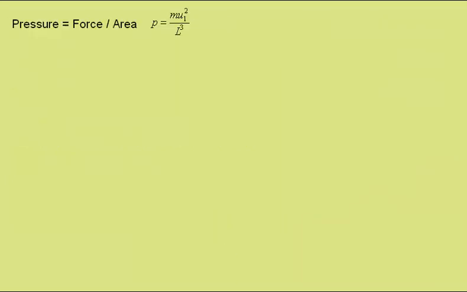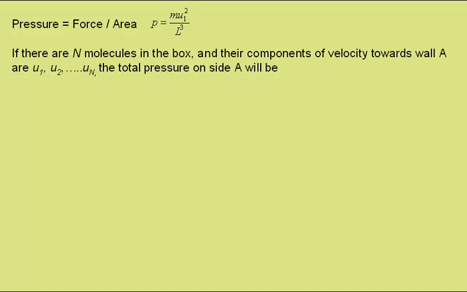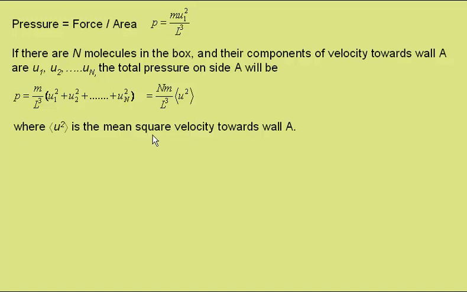I've copied that final equation onto the next slide. If there are n molecules in the box, and their components of velocity towards wall A, that is in the x direction, are u1, u2, and so on, the total pressure on side A will be m over L cubed times u1 squared plus u2 squared, and so on. We can write this term as this, u squared in square brackets. That is what is called the mean square velocity towards wall A. All we've done there is found the average of the velocities squared.